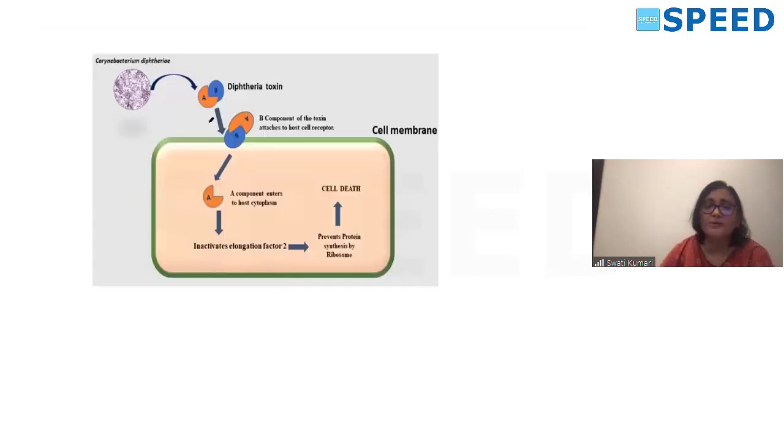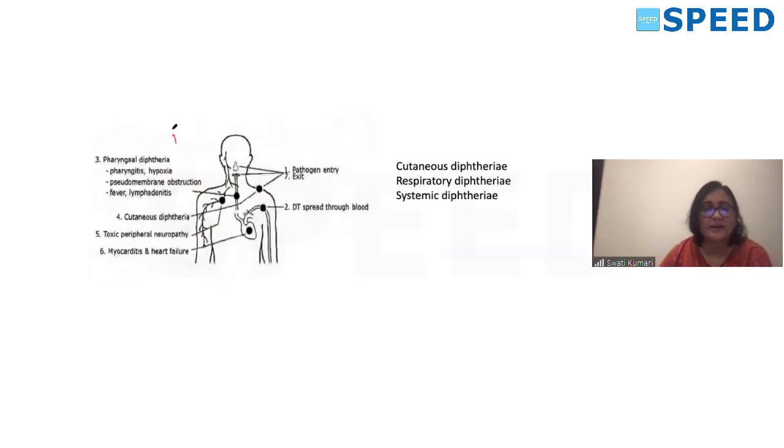Okay. So how does this toxin act? B is for binding, you can see in the picture. A is the active component which inactivates elongation factor 2, which is needed for protein synthesis. So protein synthesis gets inhibited. So we have pharyngeal diphtheria, the most common form of diphtheria, where you can see membrane, pseudomembrane formation, and fever, lymphadenitis, and difficulty in breathing can happen. Then you have cutaneous diphtheria. Systemic diphtheria is present with myocarditis, peripheral neuropathy. So these three types of diphtheria you have.